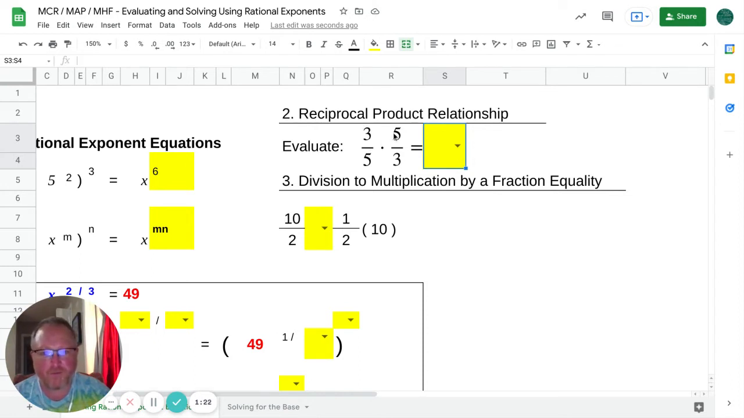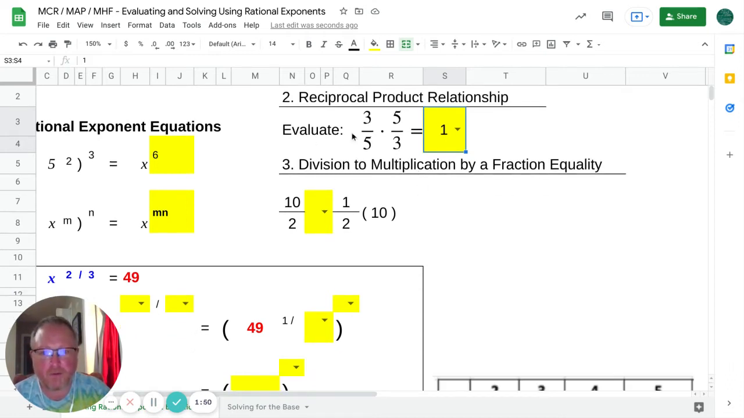Or I can just think of it this way. 3 times 5 is 15. 5 times 3 on the bottom is 15, right? We multiply fractions by multiplying the numerators, then multiplying the denominators. But you can see, since these are reciprocals, the answer is 1. Anytime you multiply reciprocals, you get 1. So 1/2 times 2 is 1, because 1/2 times 2 is 1/2 times 2 over 1. Or 9/10 times 10/9, etc.